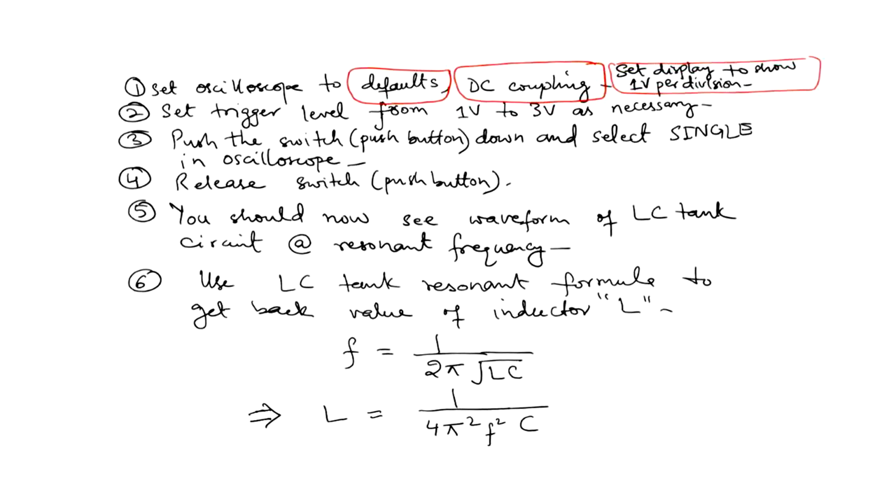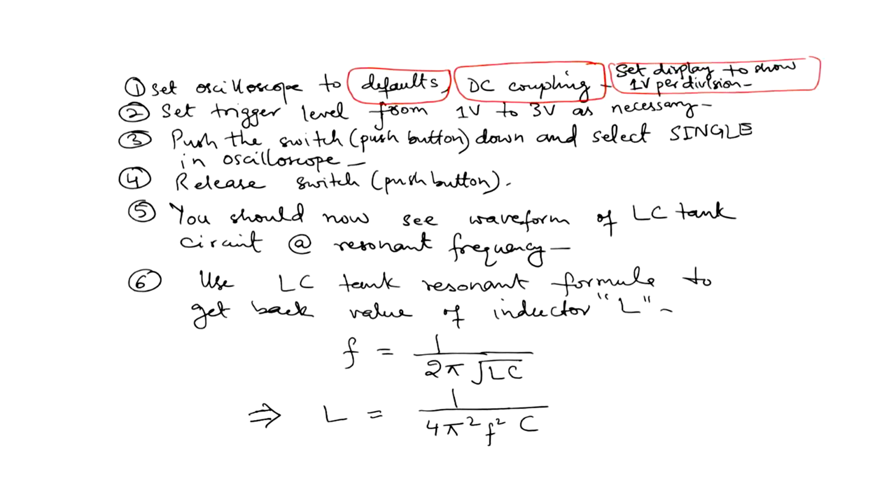So the third step is you have to push the button down and select the single trigger in the oscilloscope. The single function will only capture a single snapshot as soon as the trigger level is touched. It will not keep on showing you multiple waveforms. So this is also important: you have to use the single function of the oscilloscope.